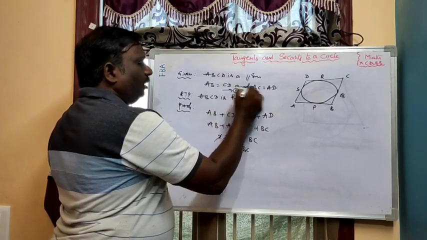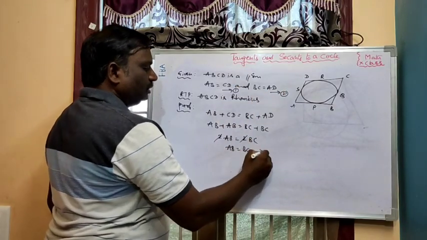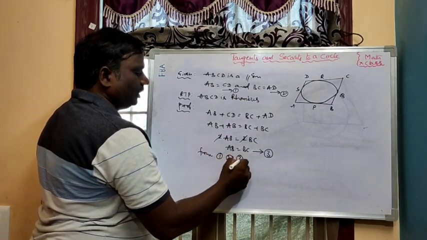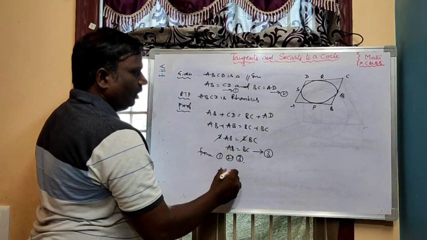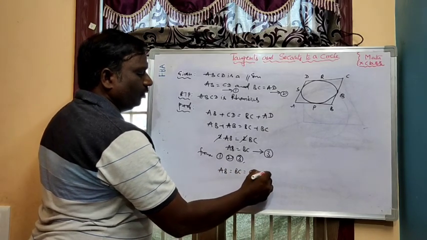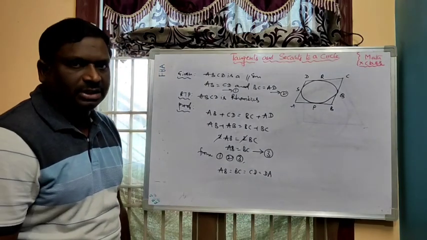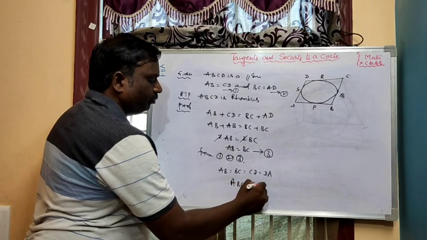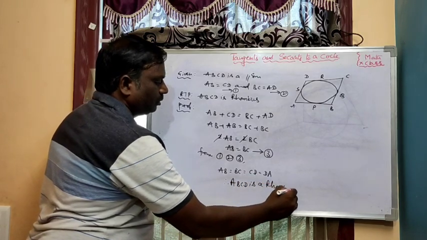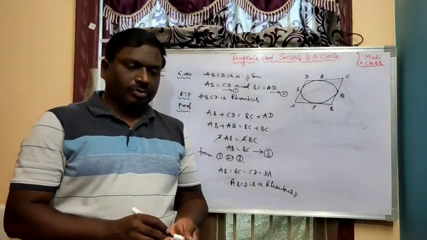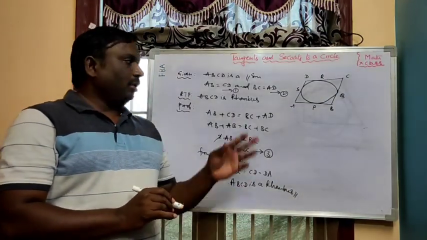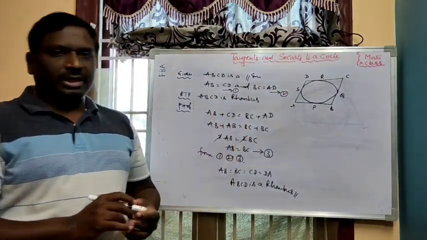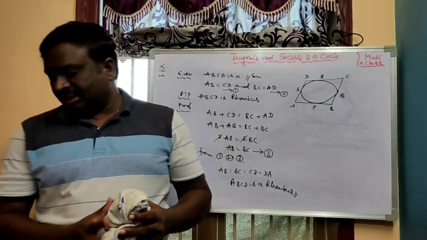So we can take this as 1, this as 2 and this as 3. From equations 1, 2, 3 we can say that AB equals BC equals CD equals DA. Therefore ABCD is a rhombus. This is also one of the important questions. Like this we can prove that ABCD is a rhombus if a parallelogram is circumscribing a circle.